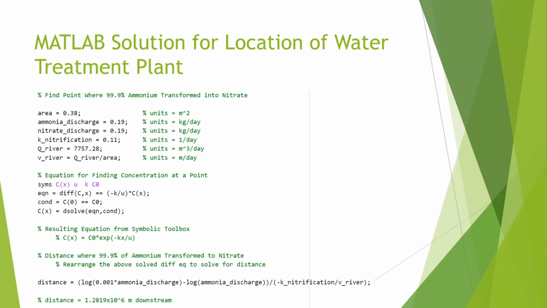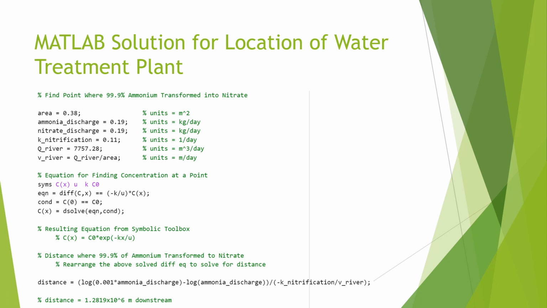Now we will use MATLAB to find the point at which the wastewater treatment plant should be constructed for the process of denitrification. We will assume steady state, constant volumetric flow rate, and constant discharge of fertilizer into the river. So as you can see with the MATLAB code, the first step was to define all the variables. So we defined the area as the previously mentioned 0.38 meters squared. The ammonium and nitrate discharge are both 0.19 kilograms per day. The nitrification rate is 0.111 per day. The volumetric flow rate of the river is 7,757.28 cubic meters per day, and the velocity of the river was found by dividing the volumetric flow rate by the area.